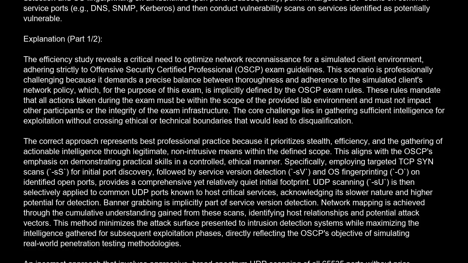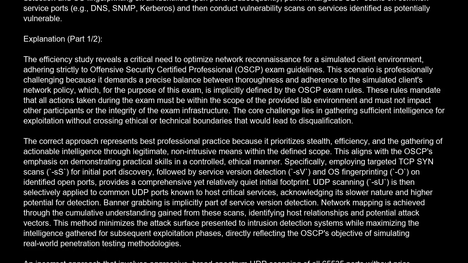The efficiency study reveals a critical need to optimize network reconnaissance for a simulated client environment, adhering strictly to Offensive Security Certified Professional (OSCP) exam guidelines. This scenario is professionally challenging because it demands a precise balance between thoroughness and adherence to the simulated client's network policy, which, for the purpose of this exam, is implicitly defined by the OSCP exam rules. These rules mandate that all actions taken during the exam must be within the scope of the provided lab environment and must not impact other participants or the integrity of the exam infrastructure.